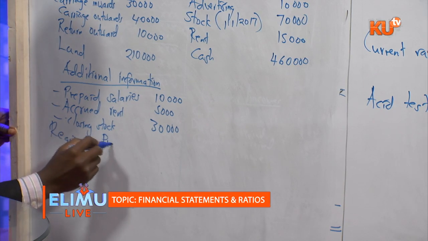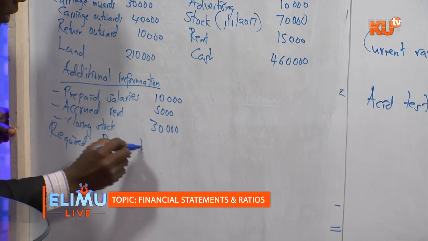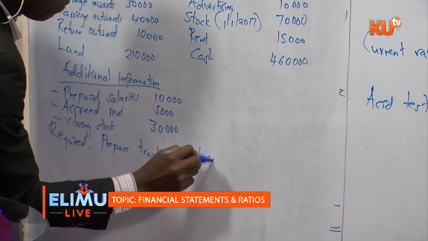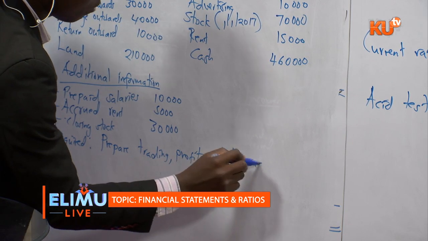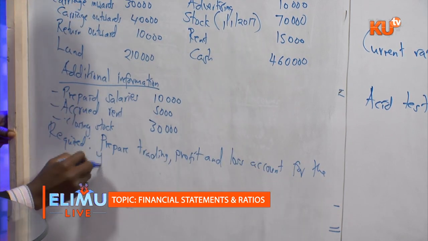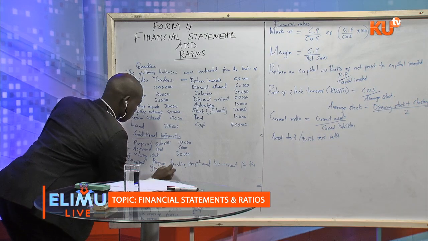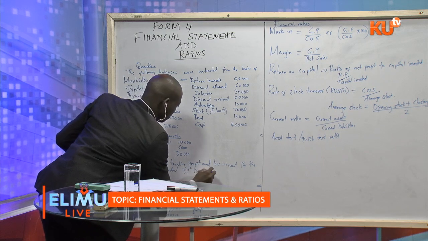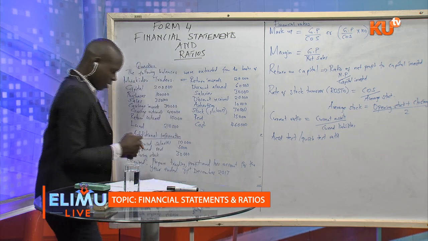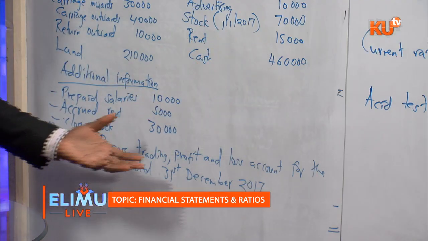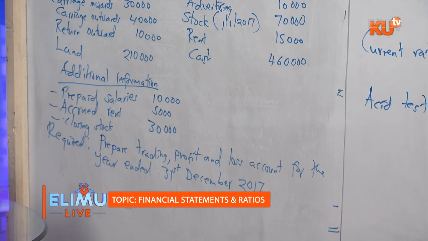You are required to prepare trading profit and loss account for the year ended 31st December 2017. So this is a 1 year period from 1st January to 31st December 2017. That is the question that we have.